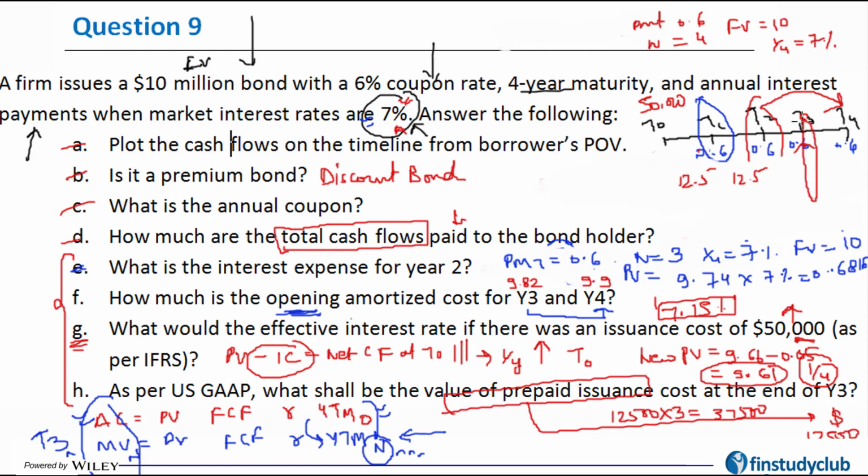The unamortized issuance cost, as it is sometimes called, is 12.5, which is the value pending only for the 4th year P&L. Okay.